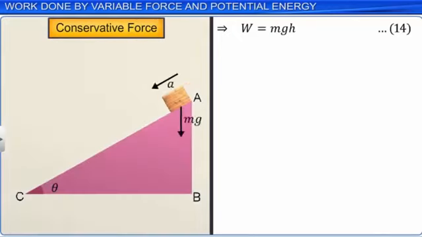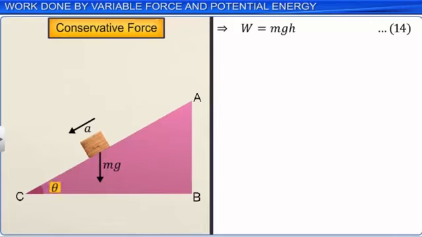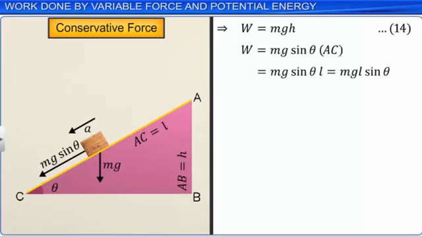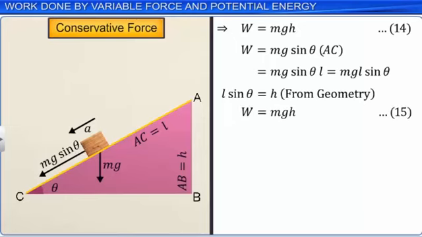When the same box slides down the smooth inclined plane at an inclination of theta with the horizontal, the force acting down along the incline is mg sine theta. The distance travelled by the box is L. Hence, the work done by gravity on it is denoted by the expression W is equal to mg sine theta into L. On simplifying, we get work done as mgh as shown in expression 15.